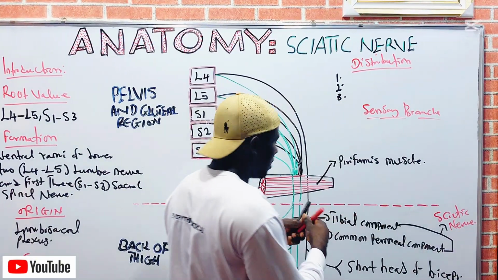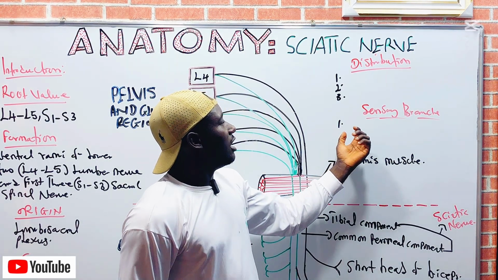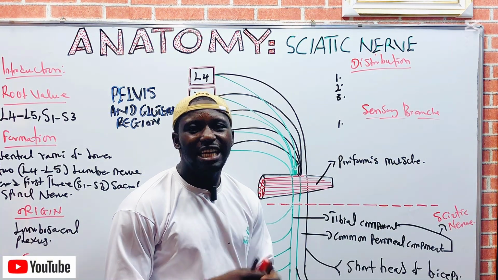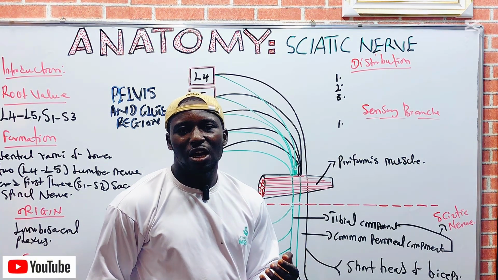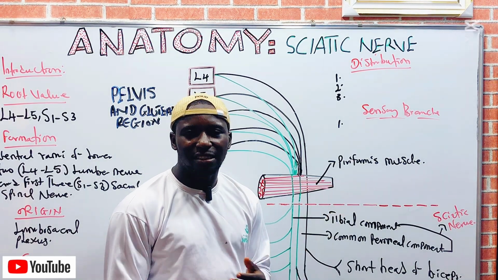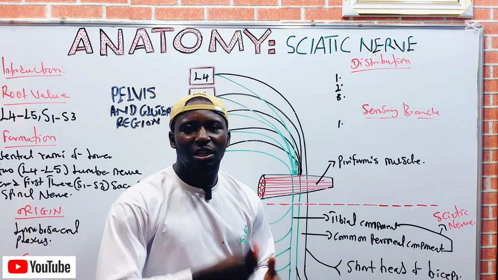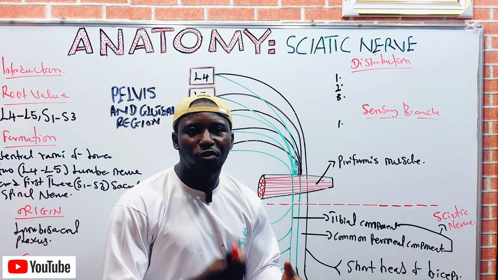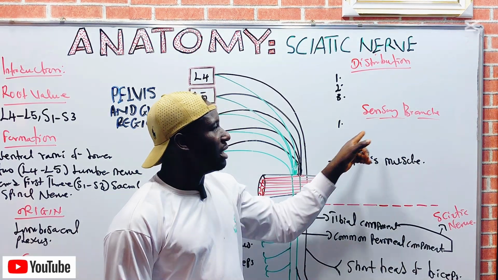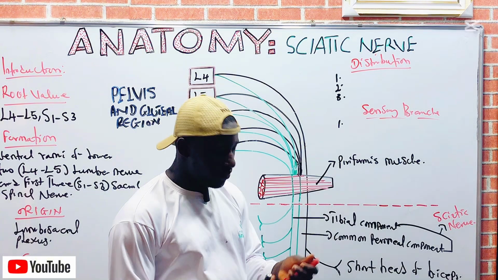The sensory branches. The number one sensory branch is that the sensory branch from the tibial nerve innervates the skin that covers the calf, and also the medial and lateral side of the heel, the lateral aspect of the foot, and the whole sole. You get? That is the sensory branch of the tibial nerve.